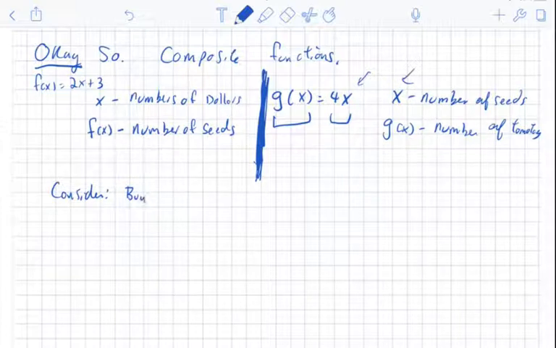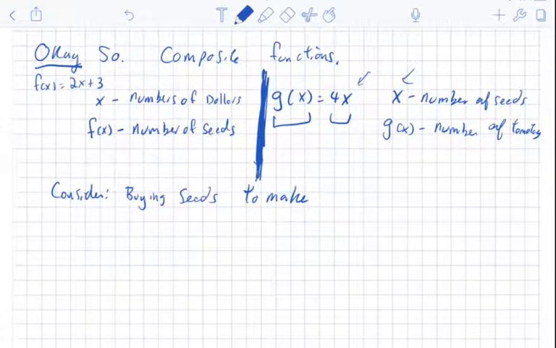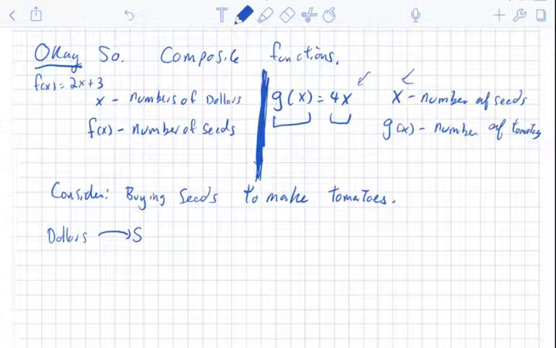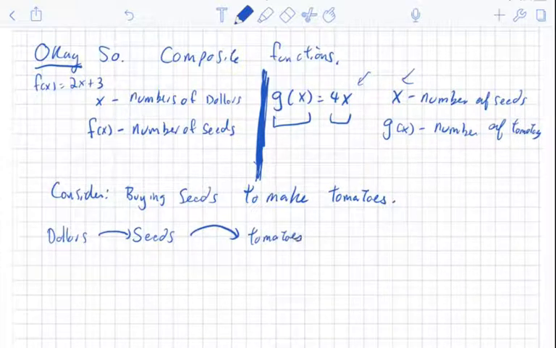Buying seeds to make tomatoes. Okay. So in this case, there's some number of dollars, which you're turning into some number of seeds, which you're then turning into some number of tomatoes. And just like in the last case, I want to know the relationship between dollars and tomatoes.